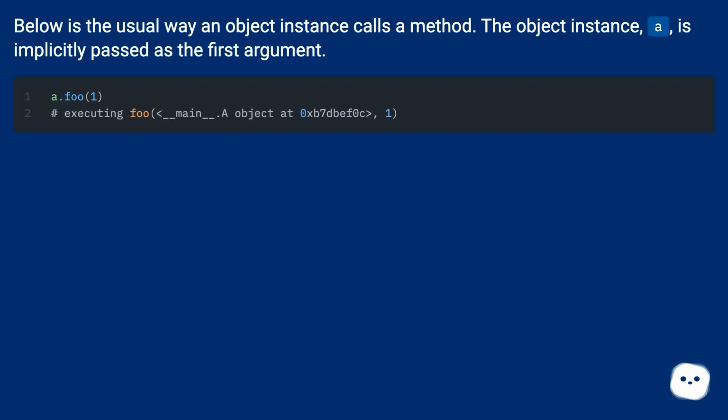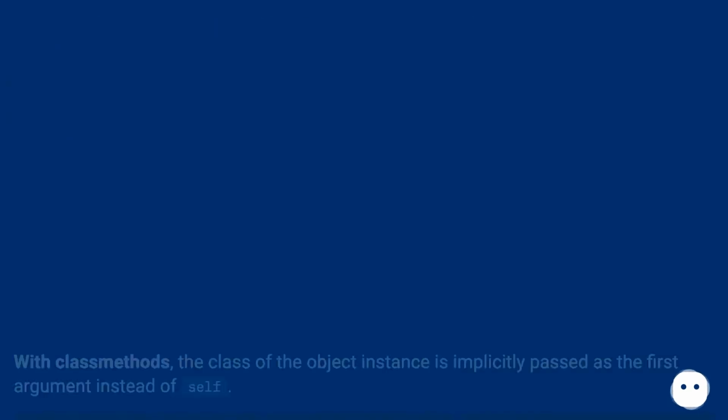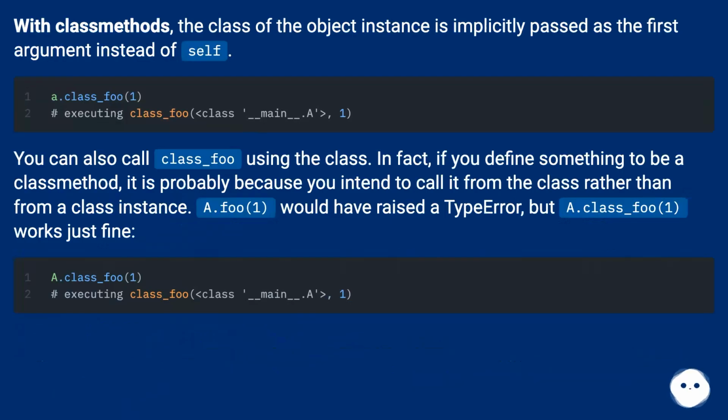Below is the usual way an object instance calls a method. The object instance, a, is implicitly passed as the first argument. With class methods, the class of the object instance is implicitly passed as the first argument instead of self.